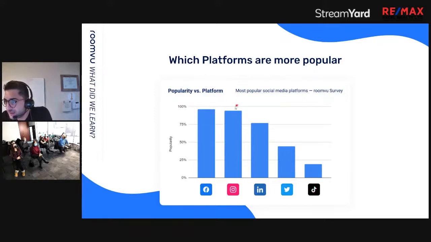So the next question was popularity of platforms. This is our survey, asking the questions of the realtors. A lot of realtors are still using Facebook, Instagram, LinkedIn, and Twitter. I will go into the details, but we know, for example, LinkedIn gets you at least 5 times the engagement of Facebook business. So everyone uses Facebook business.